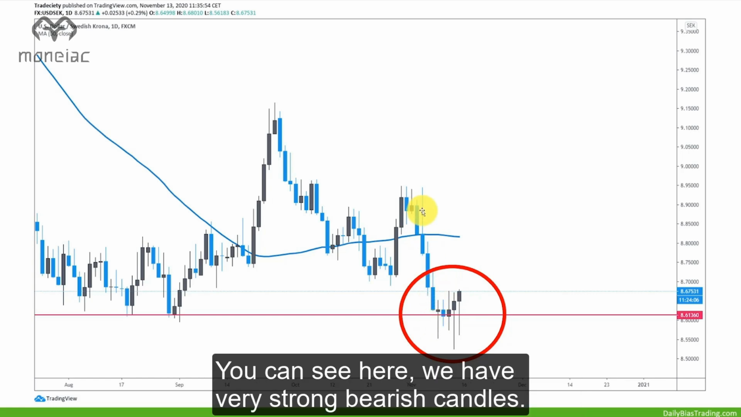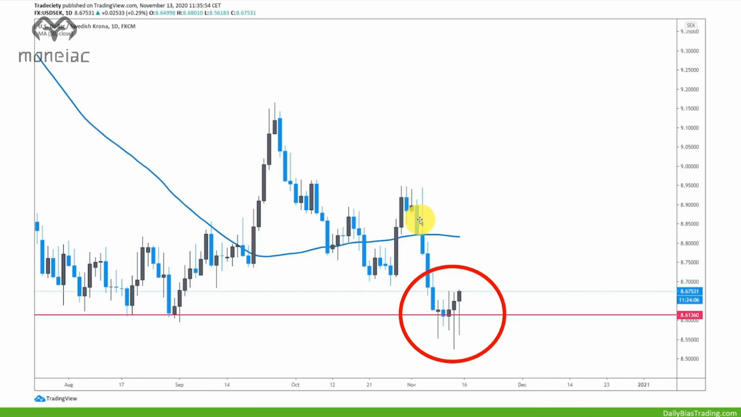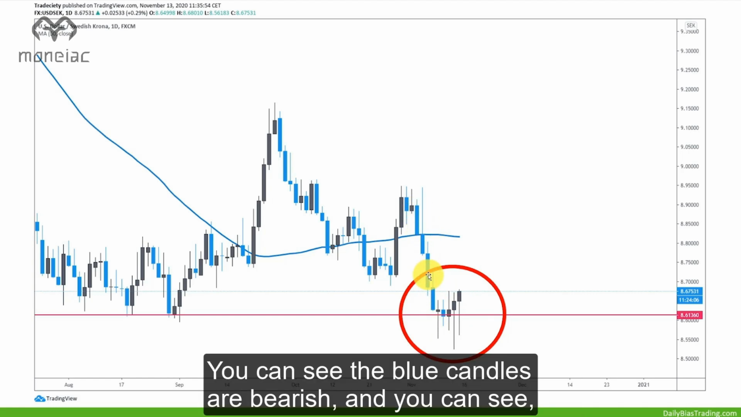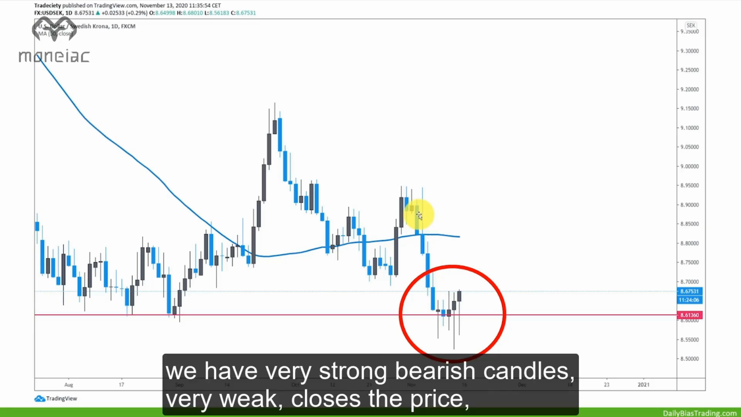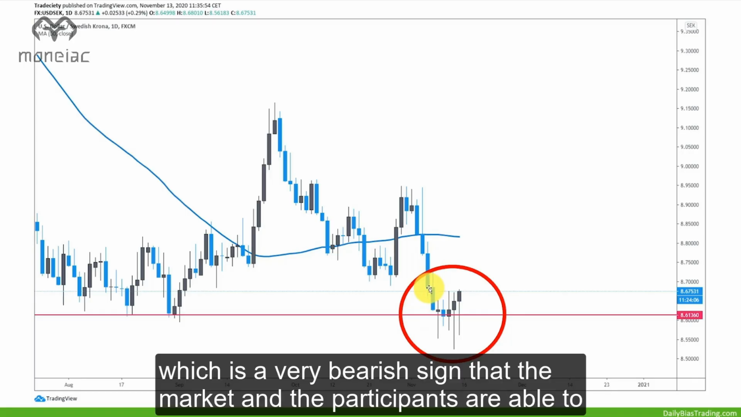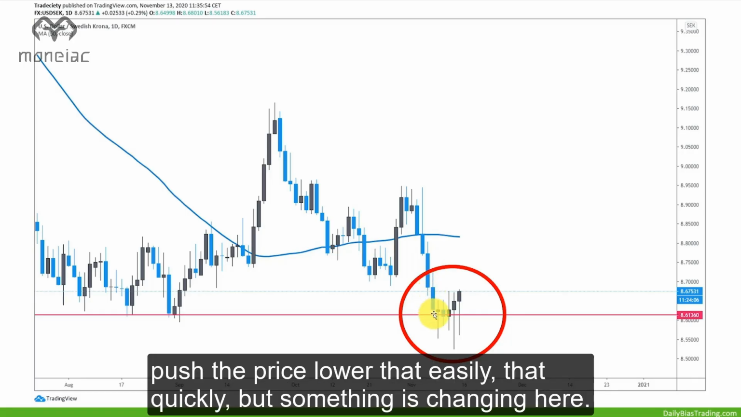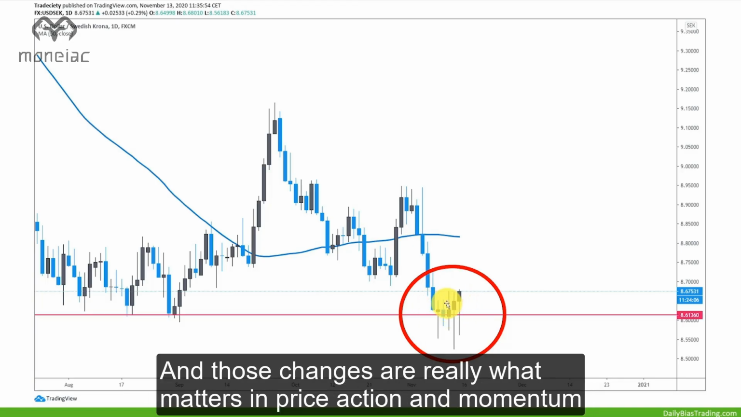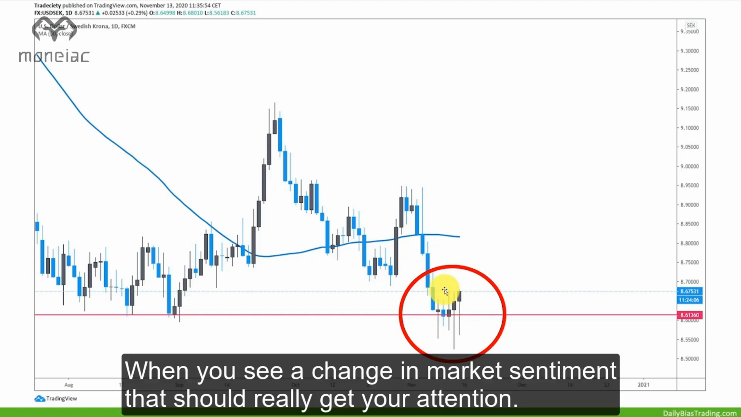You can see here we have very strong bearish candles. You can see the blue candles are bearish. And you can see we have very strong bearish candles, very weak closes. The price usually closes at the very low, which is a very bearish sign that the market and the participants are able to push the price lower that easily, that quickly. But something is changing here, and those changes are really what matters in price action and momentum analysis. When you see a change in market sentiment, that should really get your attention.